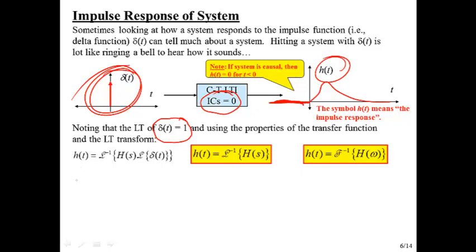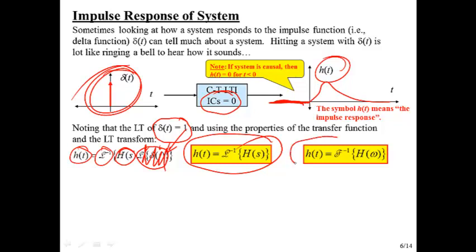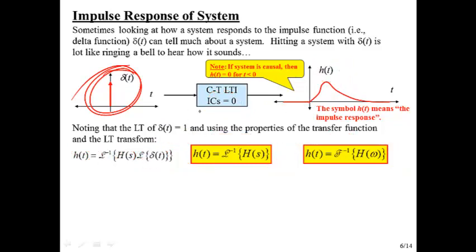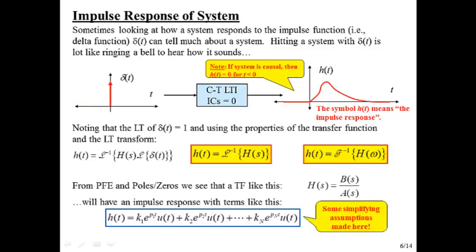Using our Laplace transform system result, we know that h of t is the inverse Laplace transform of H of s times the Laplace transform of the input, but that's equal to 1, so that just goes away. So we get h of t is equal to the inverse Laplace of H of s, just like we saw h of t is the inverse Fourier transform of H of omega. What that tells us is that this impulse response forms a Laplace transform pair with the transfer function, and also forms a Fourier transform pair with the frequency response.